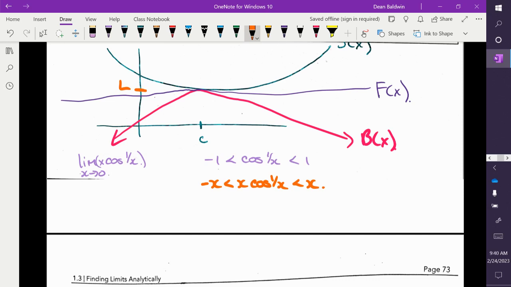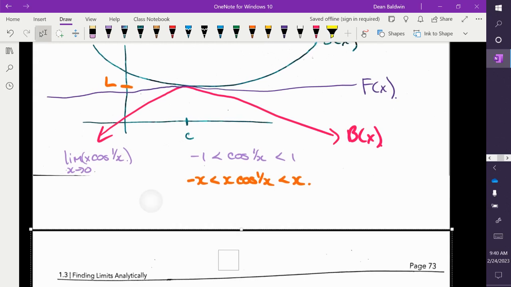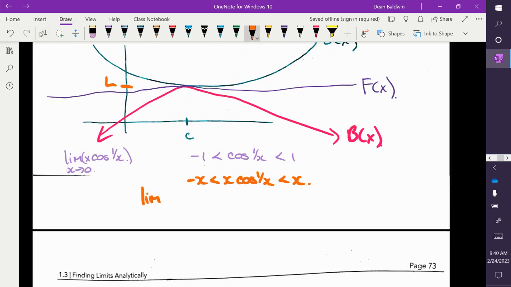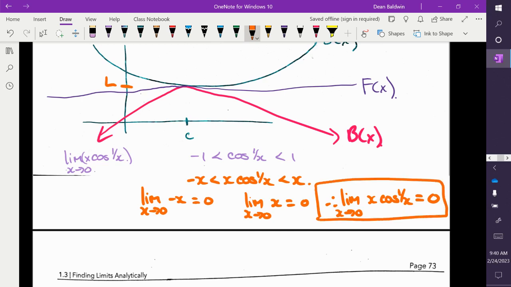Can you find the limit of x and negative x as x goes to 0? So I can write, the limit as x goes to 0 of negative x. What does that equal? 0. The limit as x goes to 0 of x is equal to 0. Therefore, the limit as x goes to 0 of x cos 1 over x has to equal 0.